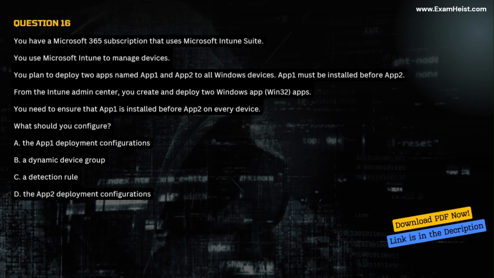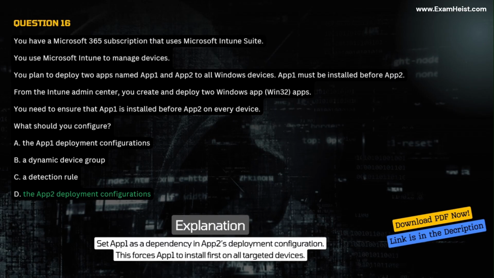What should you configure? A. The App 1 deployment configurations. B. A dynamic device group. C. A detection rule. D. The App 2 deployment configurations. Correct answer: D. The App 2 deployment configurations. Explanation: Set App 1 as a dependency in App 2's deployment configuration. This forces App 1 to install first on all targeted devices.